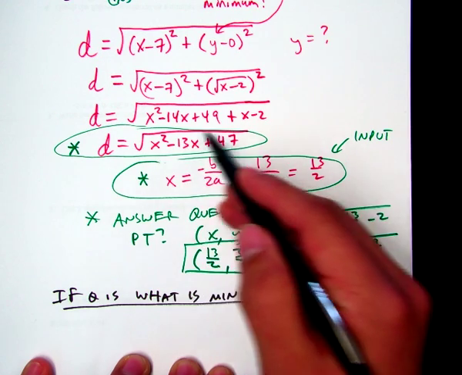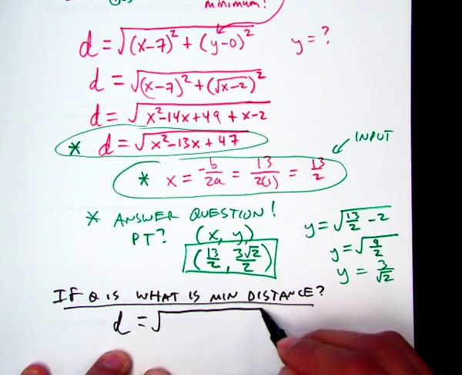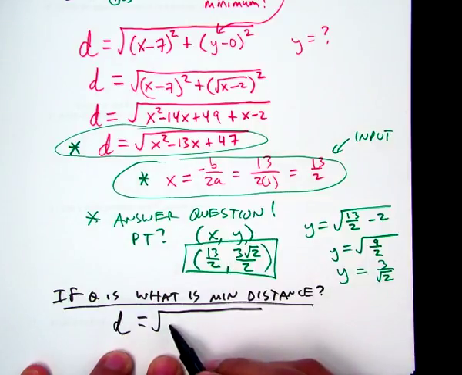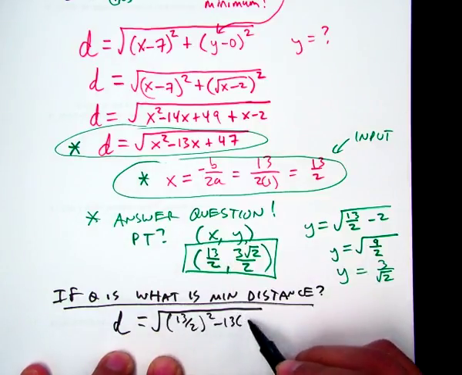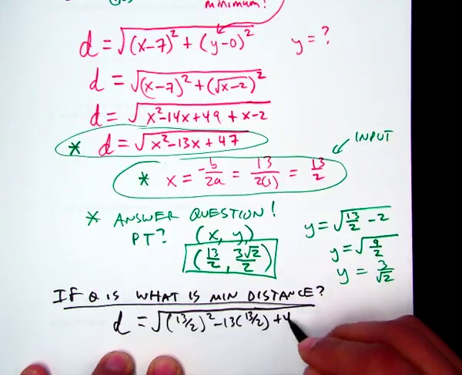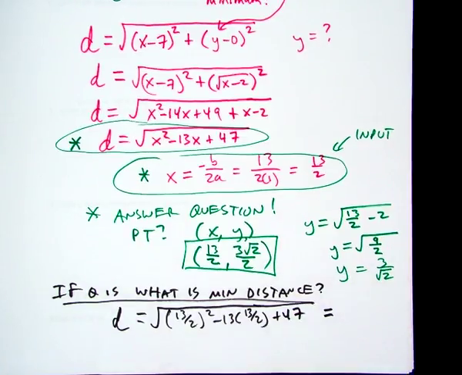Right here. So you're going to take distance equals the square root, and then you're just going to plug it in here. 13 over 2 squared minus 13 times 13 over 2 plus 47. And then you figure that out. Does that make sense? Let's finish it. Why don't we type that in, get a nice fraction.